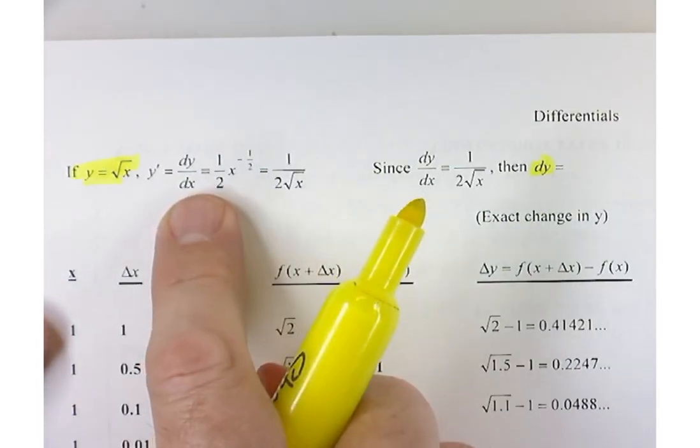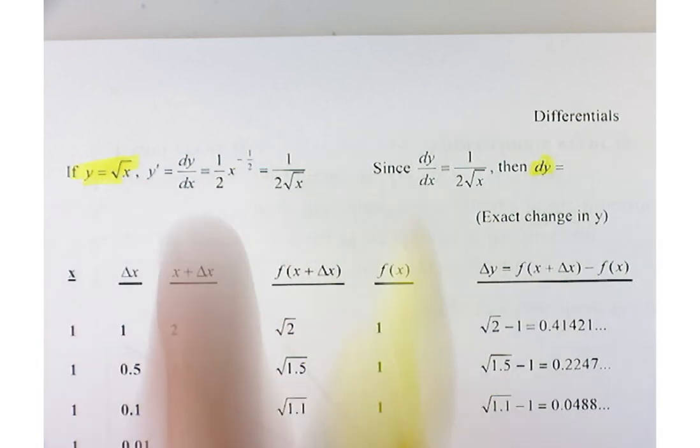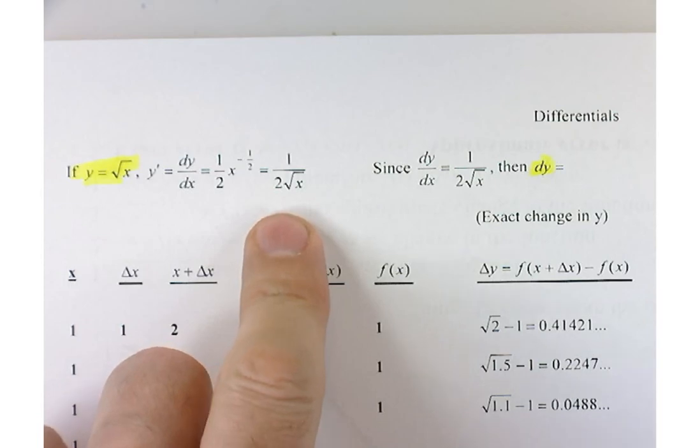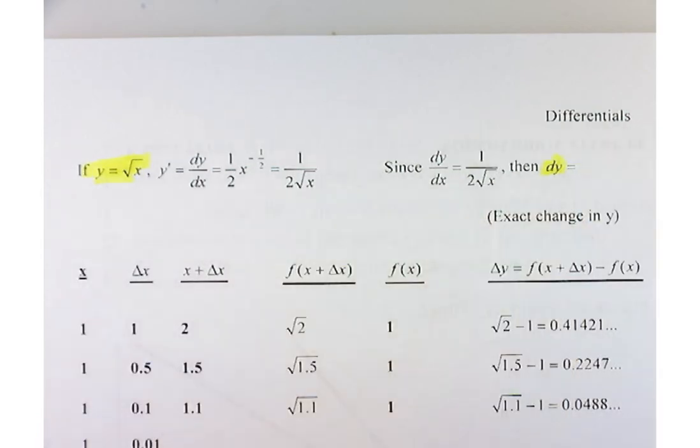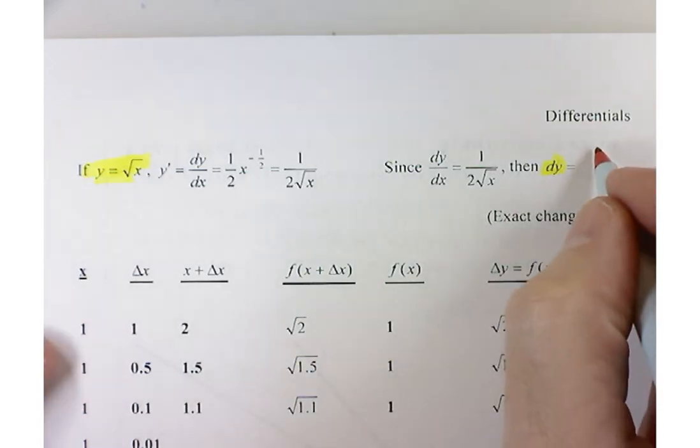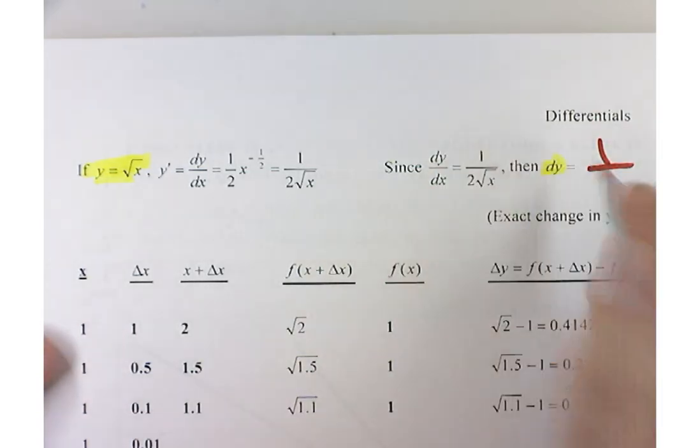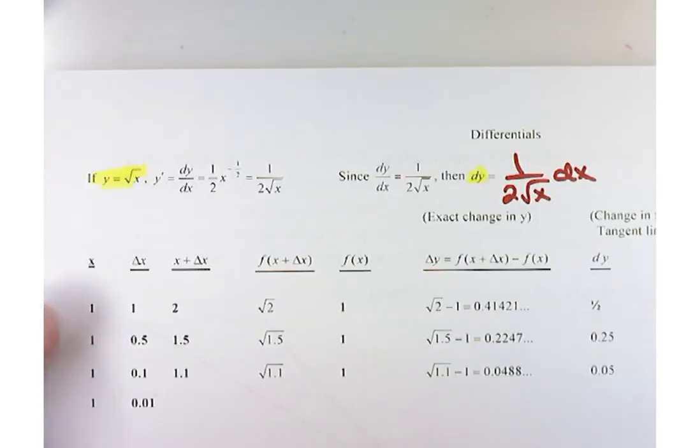I already gave you the derivative of y with respect to x is 1/2 x to the negative 1/2, or 1 over 2 square roots of x. What's dy going to equal? One over 2 square root of x dx. Yeah, just multiply both sides by dx. Thank you. 1 over 2 times the square root of x times dx. Beautiful. That's all you're looking at.